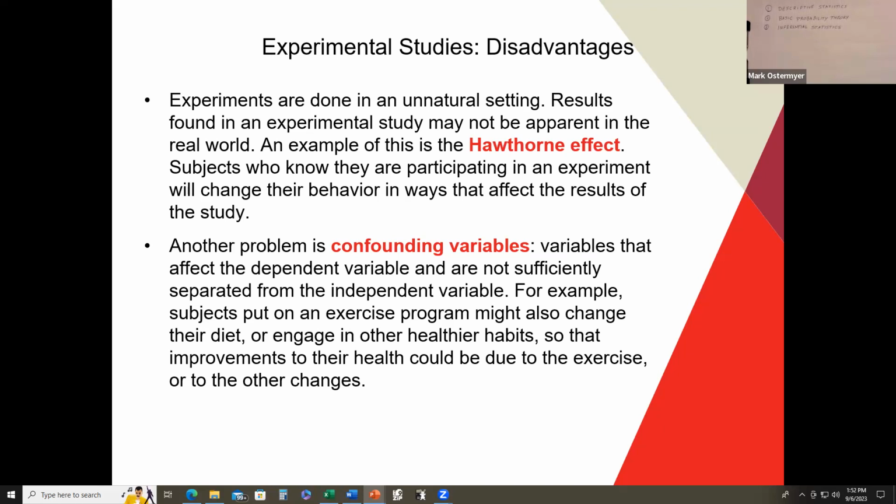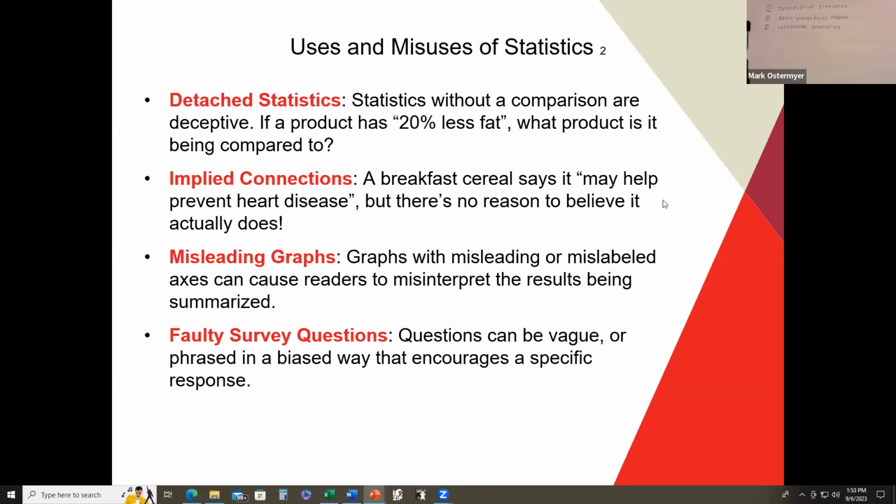There's a possibility that any improvement in their health could be attributed to some of those other confounding variables that we failed to, what? Hold constant, such as diet or engaging in other healthier habits. And healthier habits would include exercise. So it's kind of like those are inseparable. Sometimes it's very difficult to weed out or separate from the variable that you want to study other variables in order to hold them constant. Those are called confounding variables that can inject bias into your investigation.